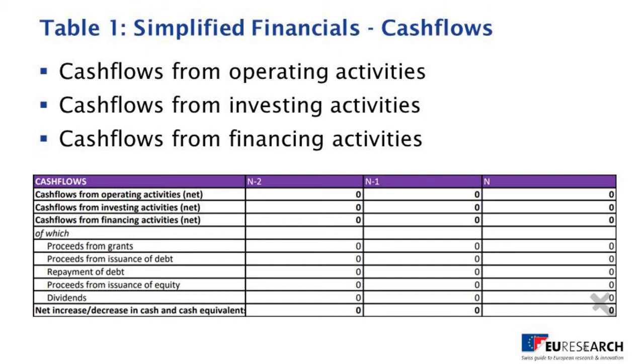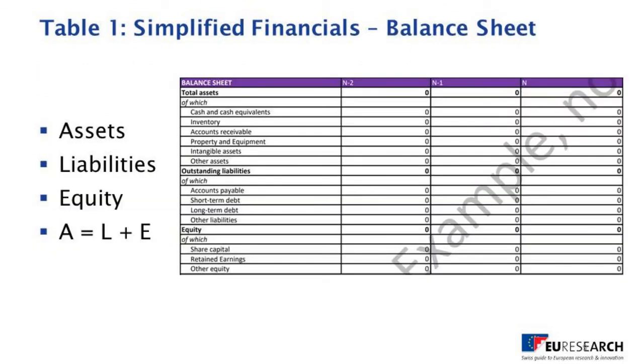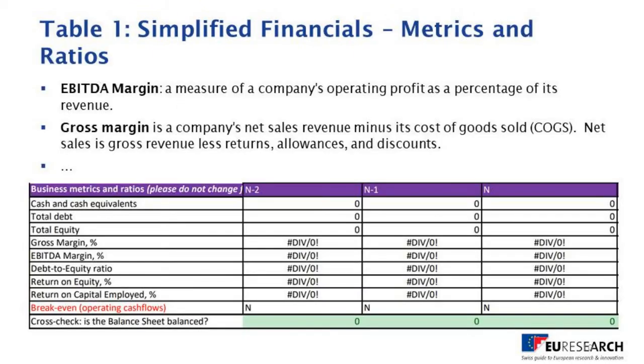Part 2 of Table 1 describes the cash flows from operating, investing and financing activities. Part 3 of Table 1 is the balance sheet. If you attended accounting classes, you know that assets are the sum of liabilities and shareholder equity. The metrics and ratios in Part 4 of Table 1 are computed from information in other parts of the table.